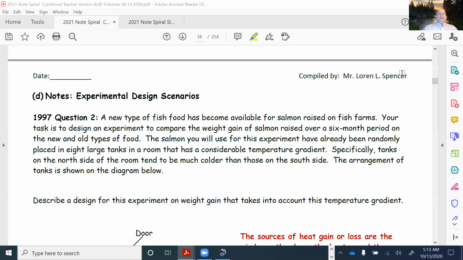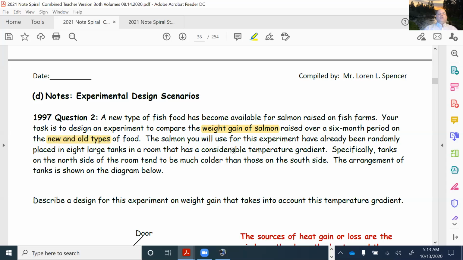So, a new type of fish food has been available for salmon raised on fish farms. Your task is to design an experiment to compare the weight gain. So this is what we're interested in. This is going to be our response variable, raised over a 6-month period on the new and old types. So basically we have this treatment, new and old types of food.